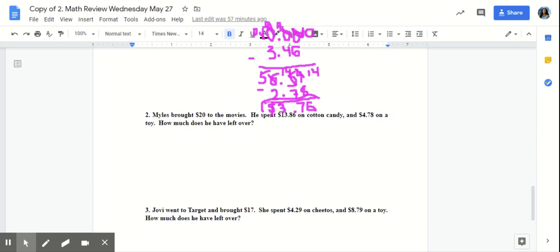Miles brought $20 to the movies. He spent $13.86 on cotton candy and $4.78 on a toy. How much does he have left over? So this is the exact same kind of problem, and the operation that we're going to be using is subtraction.